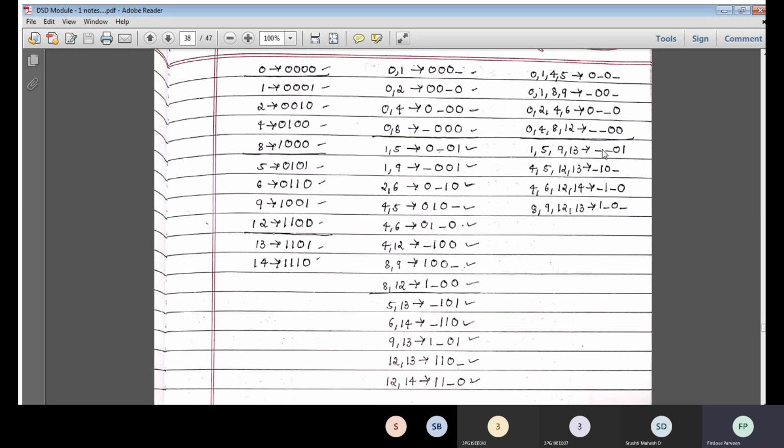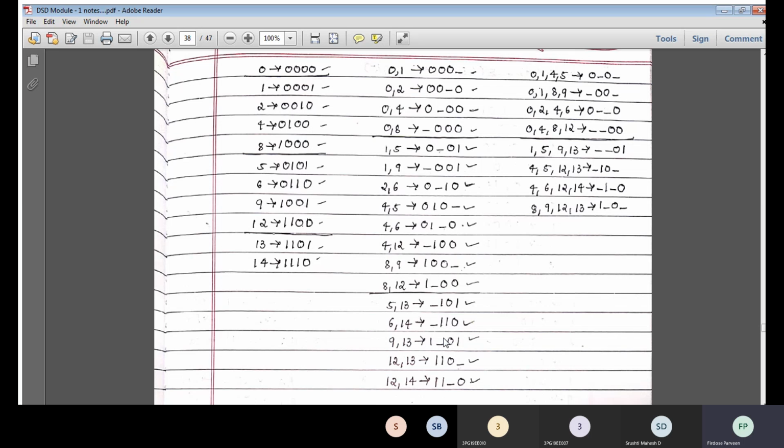So dash dash 0, 1. You see only 1, 5 is 0 dash 0, 1. What is 9, 13? It is 1 dash 0, 1. So only one position, the first position, is varying. So what I will write is dash dash 0, 1. Okay. So next I'll see for 1, 9.